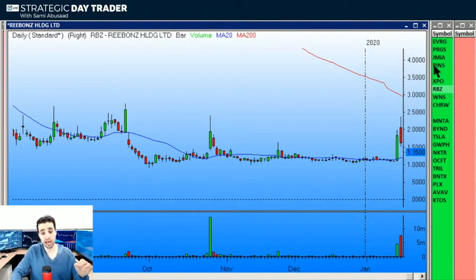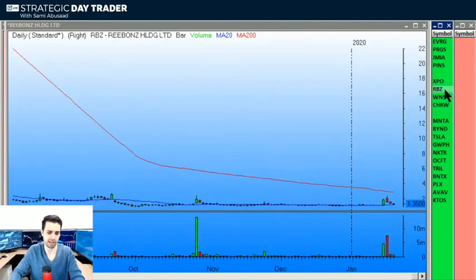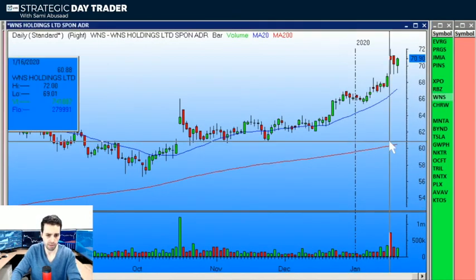The better novice gaps are the ones that have already been running up, like the PRGS, up, up, up, up, and then a gap up. Does that make sense? Those are much better than just one day, like the RBZ, like the JMIA, were just one day. WNS, I don't remember what this was.